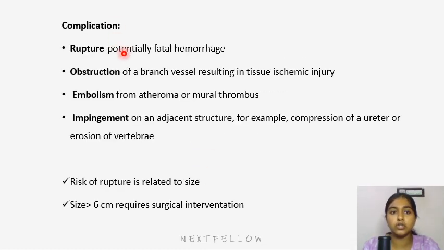Complications associated with aneurysm involve rupture. This may cause fatal hemorrhage, obstruction of a branch vessel resulting in tissue ischemia, embolism from atheroma or a mural thrombus, and impingement on adjacent structures, for example, compression of the ureter or erosion of the vessels. The risk of rupture is usually related to size. A size of more than 6 cm usually requires surgical intervention.